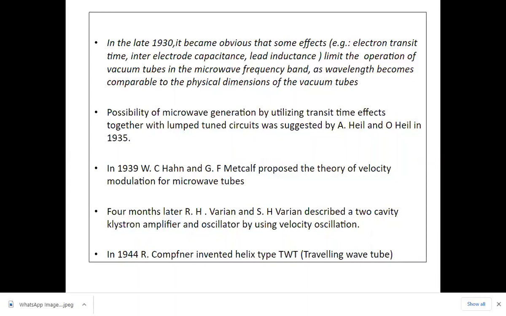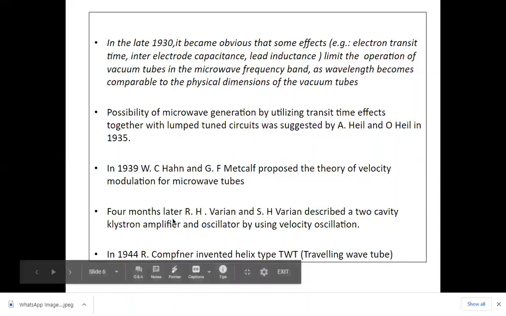The possibility of microwave generation by utilizing transit time effects together with lump tuned circuits was suggested by scientists A. Hale and O. Hale in 1935. In 1939, the scientists W. C. Hahn and G. F. Metcalf proposed the theory of velocity modulation for microwave tubes. Four months later, scientists R. H. Varian and S. H. Varian described a two-cavity klystron amplifier and oscillator by using velocity modulation. In 1944, R. Kompfner invented the helix-type TWT, traveling wave tube.